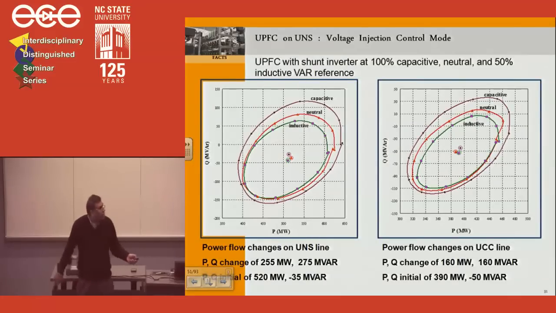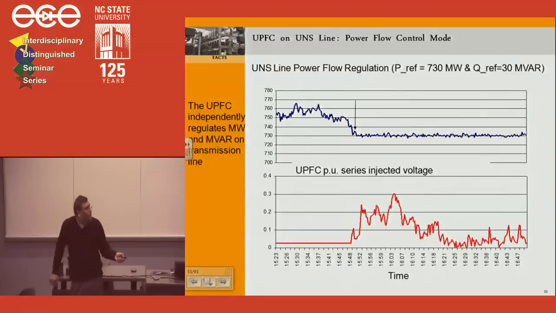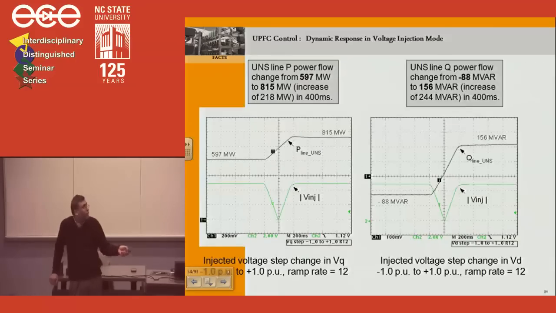This is again a nice plot of what this device could do in the PQ range. And again, this is real results. We could command that this line be carrying only this much megawatts and this much megavars. And we can dial this thing to zero, which means that there would be no reactive flow on the line. And this is what the converter does in terms of voltage injection to regulate this voltage at this point, or regulate the power flow on this line.